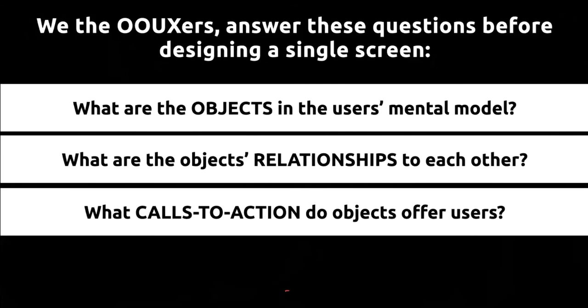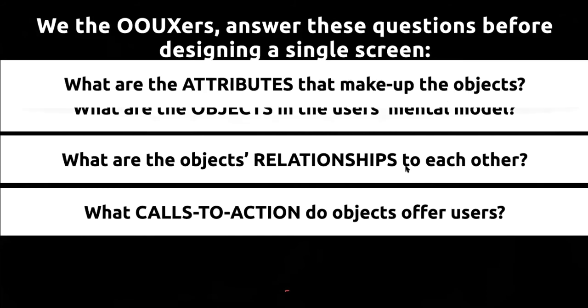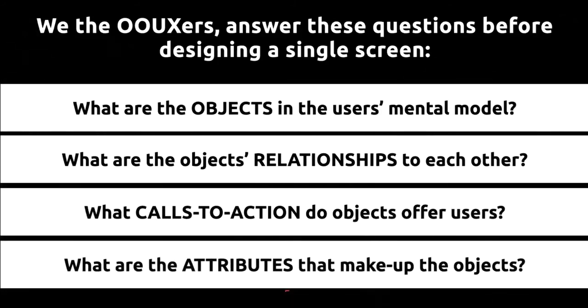What calls to action do objects offer up? So what are the affordances of these objects? What can people do to these objects? This is where we get into functionality. We think about the nouns first, and this is where we start to figure out the verbs, the things that people can do to these objects. And then, what are the attributes that make up these objects? Now we've put each object under a microscope, and we figure out, okay, if appliance or asset or apartment asset is an object, it needs an expiration date and an install date. That's metadata that we need to have on these, so we can make sure to get that into our wireframe early on.